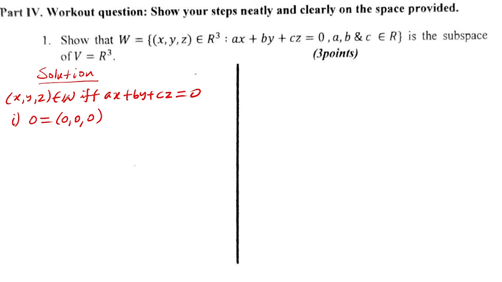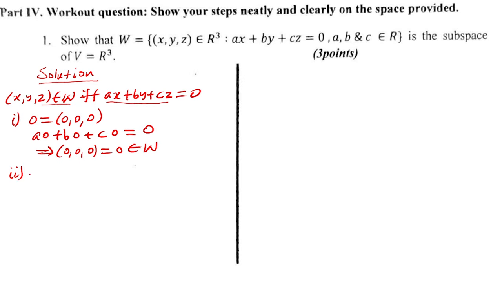So to say belong, we have to show that this linear combination is 0. So a times 0 plus b times 0 plus c times 0. What's the result? The sum of 3 zeros, that's 0. This implies x, y, z is an element of W. So this implies 0, 0, 0, that's the 0 element, belongs to W.